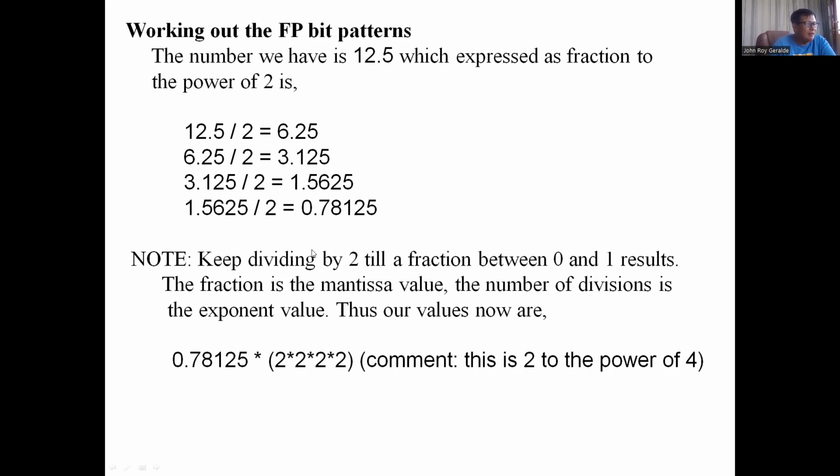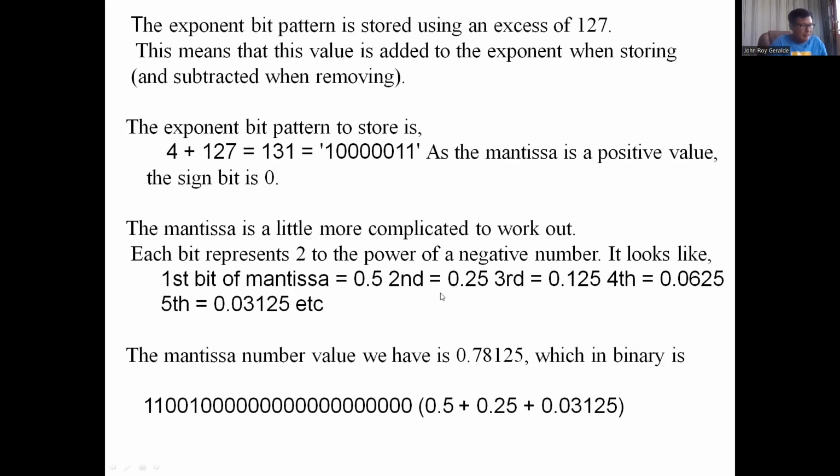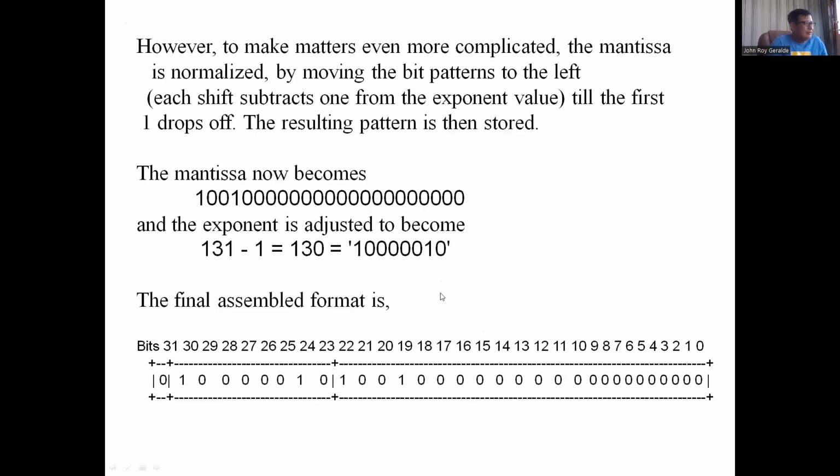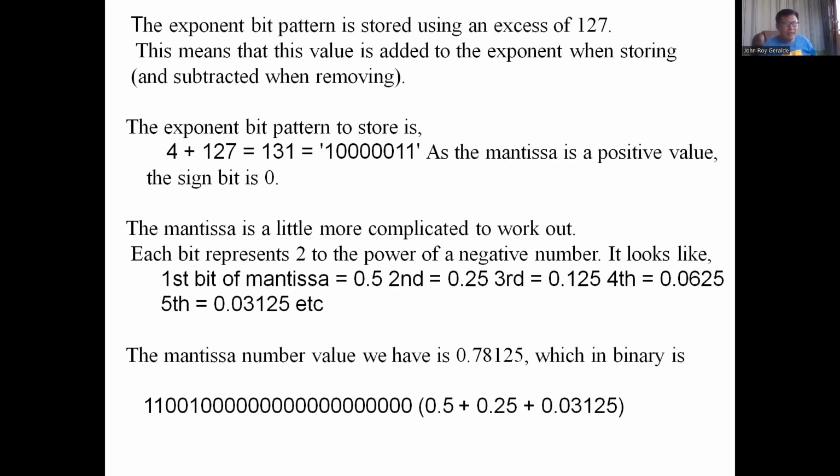Do you follow? So what we do is count the number of divisions. There are 4 divisions. The value that is the result becomes the significand, and the number of times we divided becomes the exponent. Okay, any questions so far?